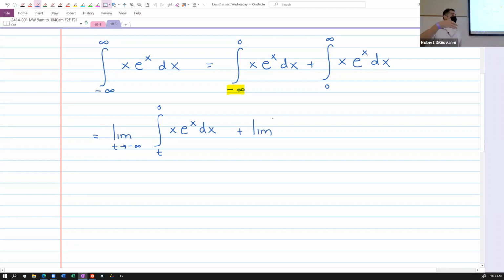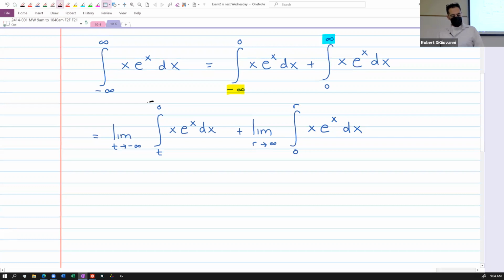Plus now a new limit. I could use t again and say let t go to positive infinity this time. But just so we don't get confused with variables, I'm just going to call it something else. So r goes to positive infinity, and then replace that infinity on the integral with r. So 0 to r of x e to the x dx.